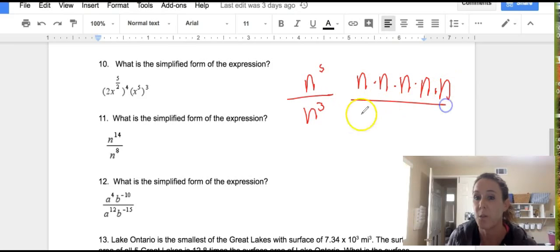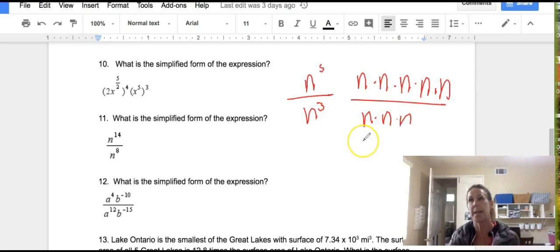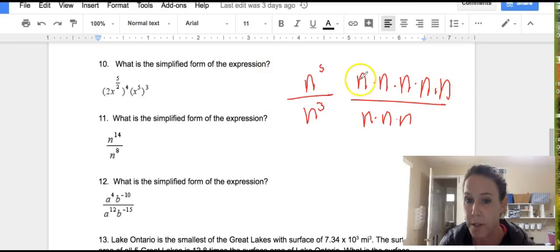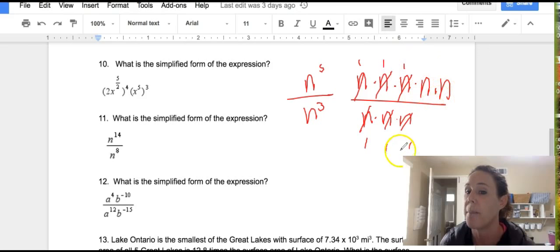5 n's, and this would be 3 n's. And since these are all multiplied, I can cancel out multiplications. So 1 n divided by 1 n leaves me with 1 on top and bottom. 1 n divided by 1 n, 1 n divided by 1 n, and I'm left with 2 n's on top and a 1 on bottom. The 1 you don't need to write on bottom, so this is just n squared.